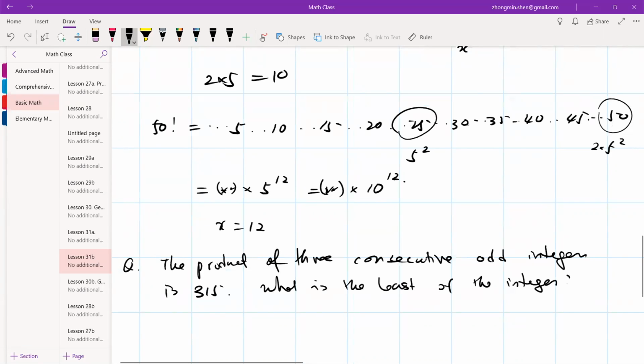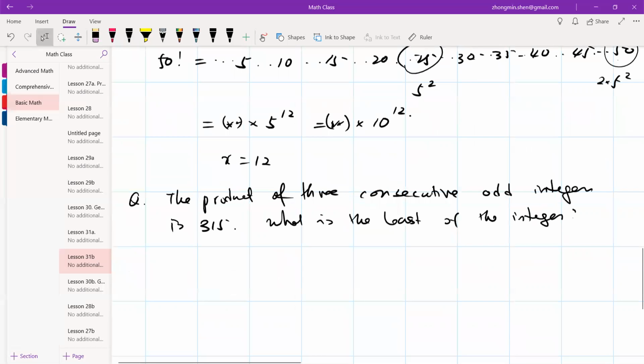Now for this problem, you cannot solve the problem directly. You cannot try to find three consecutive odd numbers and multiply them together, because you don't have experience to find out. So you have to work backward. Suppose you have P, Q, R, and the product of the three numbers is 315. P, Q, R are consecutive odd integers. But how do you find P, Q, R?